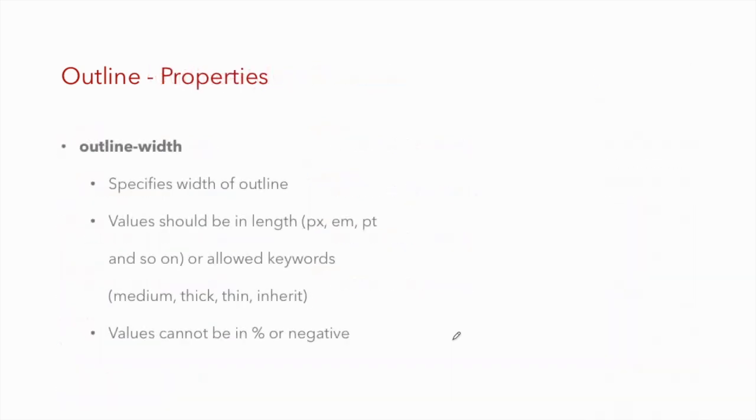There is one additional advantage of using the outline properties, which is that you can specify outline width, and the width can be specified in pixel, em, pt, and so on. And you can also have additional keywords wherein you can specify medium, thick, thin, inherit, and so on. The only thing is that these values cannot be in percentage or negative.